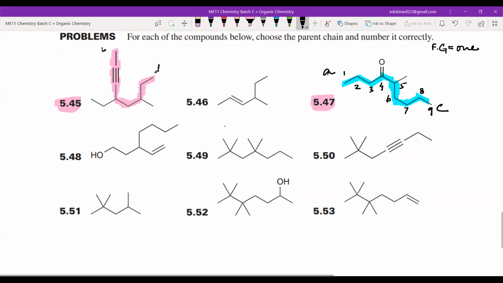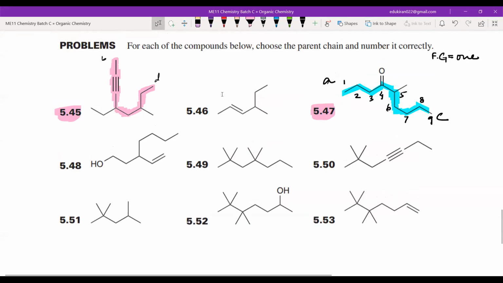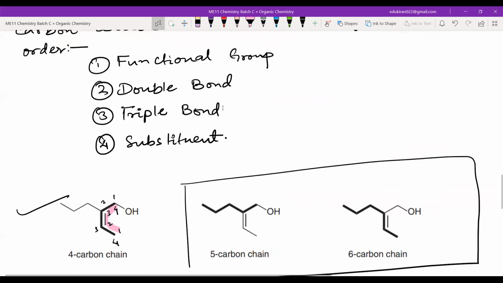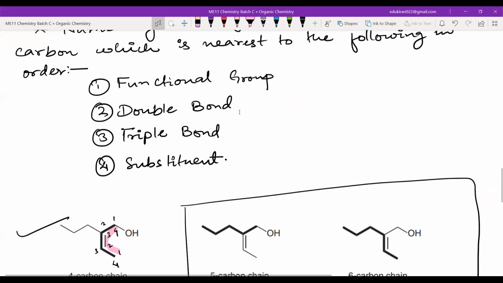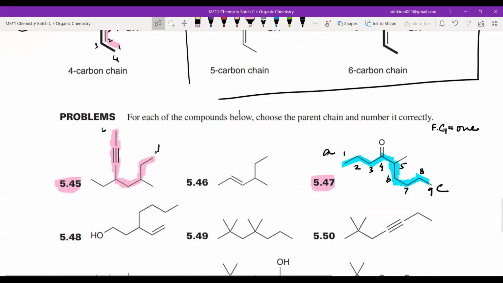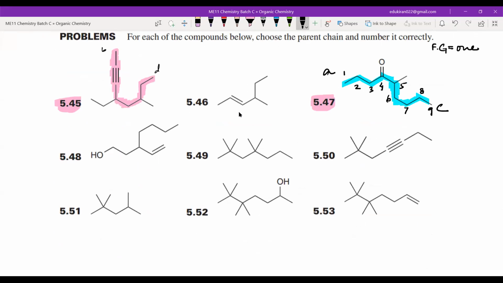B. Okay. So you have to see this, no? The numbering starts from the carbon which is nearest to the following in order. So you have to see the functional group. If it is near, then you have to start from there. If not, then double. If not, then triple. If not, then substituent. So see, here you have a triple bond, right? So where you have to start will be determined by the triple bond. So nearest to triple bond is B. So I will start with B, okay? So we'll start with 1. You got it, yes or no? Yes, sir. Here the triple bond is determining where you are starting from.